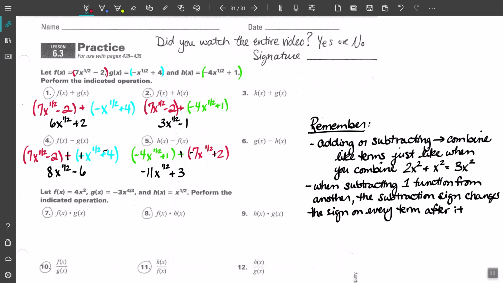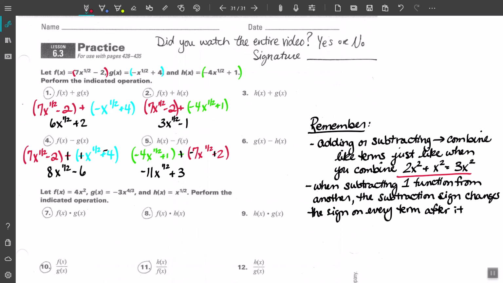Okay, just a couple things to remember from this section. When you are adding or subtracting, you combine like terms just like you do when you combine something like 2x squared plus x squared to give you 3x squared. You're adding the coefficients together, but the base and the exponent stay the same. That's what happens when you are either adding or subtracting.